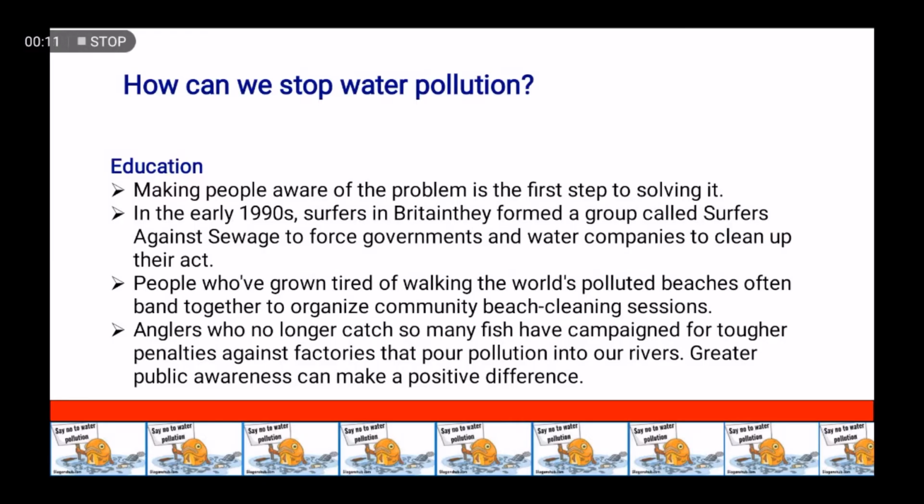People who've grown tired of walking the world's polluted beaches often band together to organize community beach cleaning sessions. Anglers who no longer catch so many fish have campaigned for tougher penalties against factories that pour pollution into our rivers. Greater public awareness can make a positive difference. We should spread that awareness to everybody so that people may see the side that they are experiencing, so that we can see their experiences.